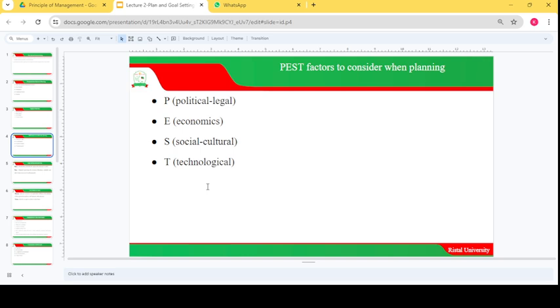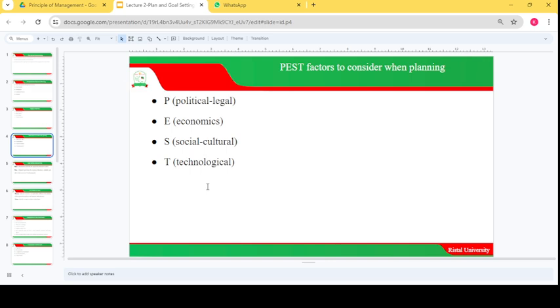And then let's look at the factors to consider when planning. So we have the political, legal, the economic, the social, cultural, and then we have the technological. So these are crucial elements to consider when planning. They present external forces that can significantly impact your organizational success.